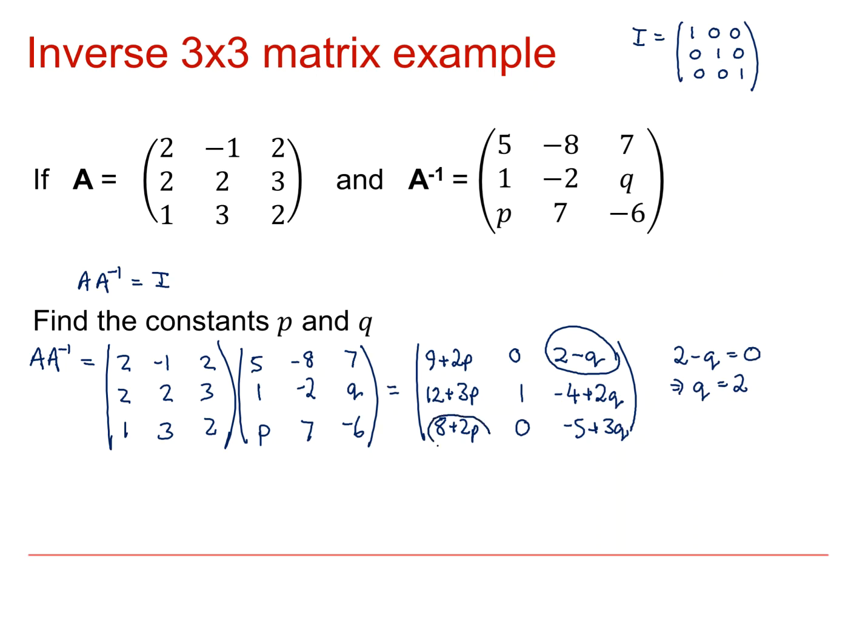And then I think this is probably the easiest one to do. That's got to be 0 as well. 8 plus 2p equals 0 gives us that p is minus 4, and that gives us 12 minus 12 is 0 there, and 9 minus 8 is 1 there, which is correct. So we know that p is minus 4 and q is equal to 2.